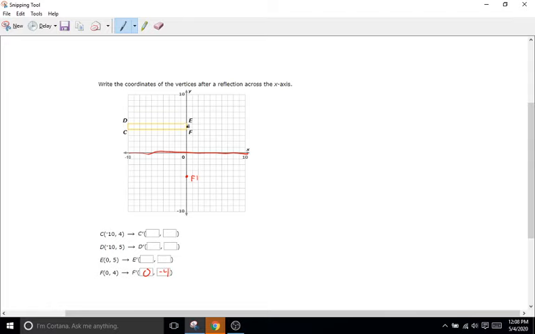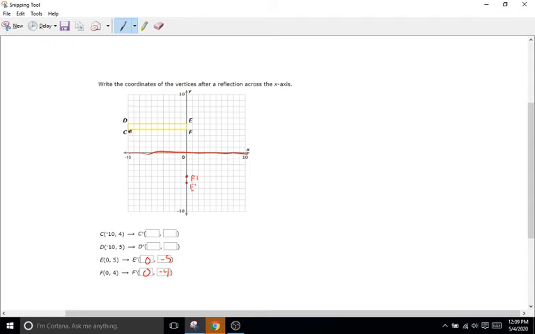Okay, let's go to E. E is 1, 2, 3, 4, 5 away. So we're going to go 1, 2, 3, 4, 5. That's going to be E prime. Okay. E prime looks like we're at 0, comma, negative 5. So we're going to write 0, comma, negative 5.